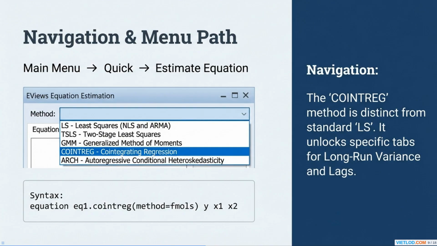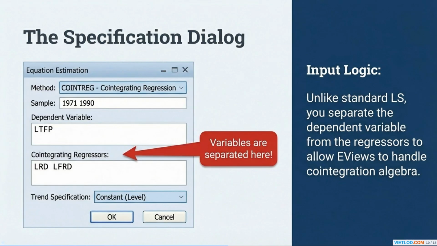For those who prefer command line execution, the syntax for estimating an FMOLS model would look like this. equation eq1.cointreg(method=fmols) y x1 x2, where y is your dependent variable and x1 and x2 are your cointegrating regressors.